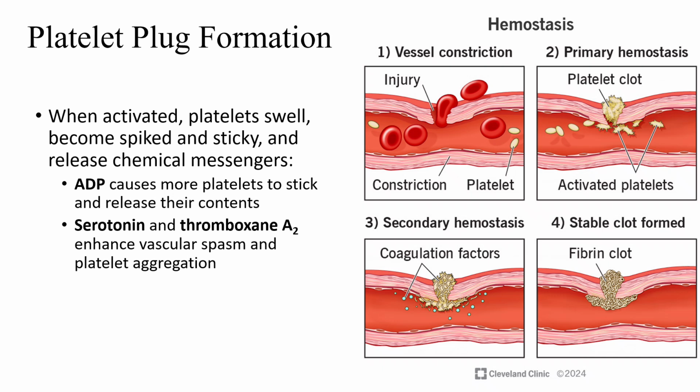So when activated, the platelets would swell, become spiked and sticky, and they would release chemical messengers. ADP causes more platelets to stick and release their contents. And serotonin and thromboxane A2 would enhance vascular spasm and platelet aggregation. These are all being produced at the point of injury.